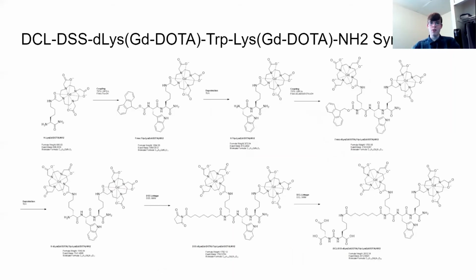This is the synthesis for our digadolinium compound. It follows the same path. However, once it's deprotected, another lysine group is added on. In this case, it is the D enantiomer of lysine, and this is important because we believe this will increase the stability of the compound within the body so that it is not degraded by any enzymes. We then deprotect this compound and finally add the DSS and DCl to have our finished targeting agent.